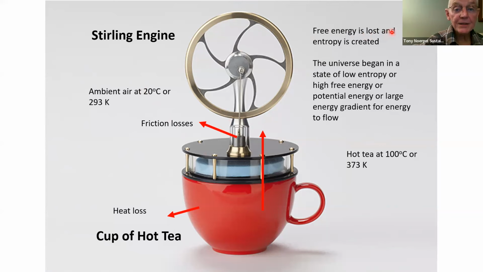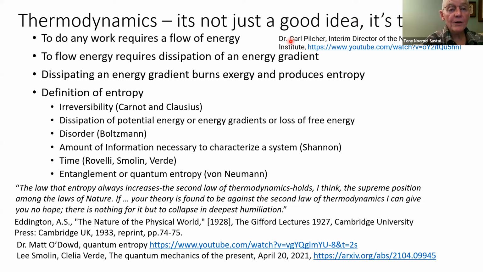And so the universe beginning in a state of low entropy is equivalent to saying it began with a state of high free energy, potential energy, or a large energy gradient, in order for energy to flow. And energy has to flow. We tend to think of energy as a commodity, but it's really the flow of energy that drives processes, and not the actual energy itself. And no energy is lost, by the way, because all the energy in here is just spread out. And that's the definition of entropy. You can't use it anymore. So thermodynamics, it's not just a good idea, it's the law. Carl Pilcher said that in this video. To do any work requires a flow of energy.